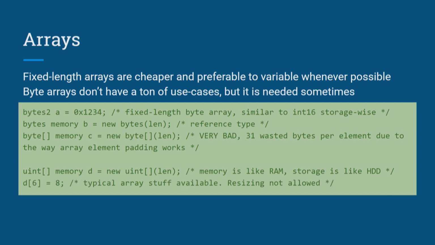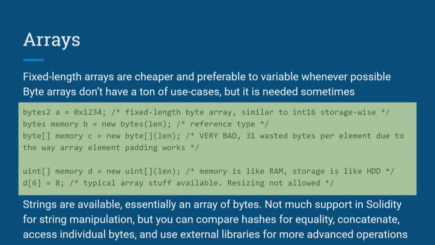One last note, you see this memory tag here. When you declare something, you can say memory or storage. Storage puts it in the permanent storage area, like a hard disk, and memory puts it in your temporary working space, like RAM.